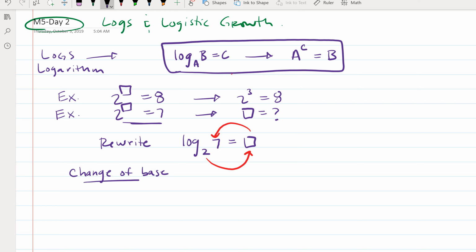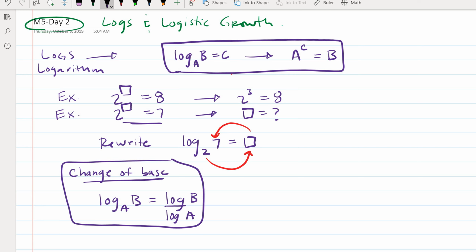The change of base says that you can put a statement like this into your calculator. The way that you do that is if you say log base A of B, you write that in your calculator as log base 10 of B over log base 10 of A. You don't have to put base 10 in your calculator. You just find the log button on your calculator. Put that in a box. So we could figure out what goes in this box by saying log of 7 divided by log of 2.